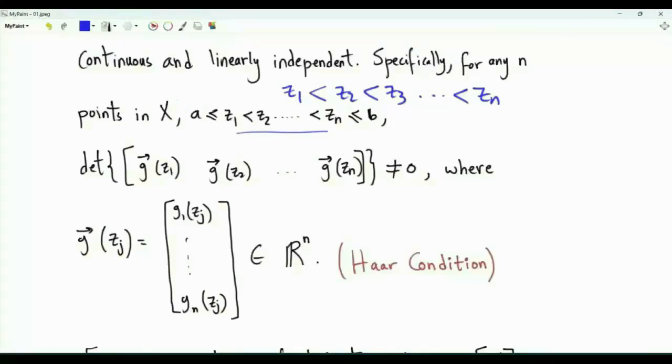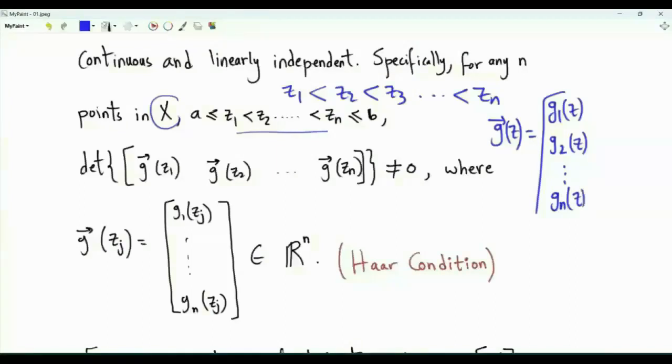Generally, if we have a point z in the set big X, we can have this vector g of z. We evaluate the function g1 at z. This will be the first component in the vector. We evaluate the function g2 at z, and we proceed till we evaluate the function gn of z. That's an n by 1 vector. If we have n points, we can construct n of those n by 1 vectors, and those n by 1 vectors form an n by n matrix.